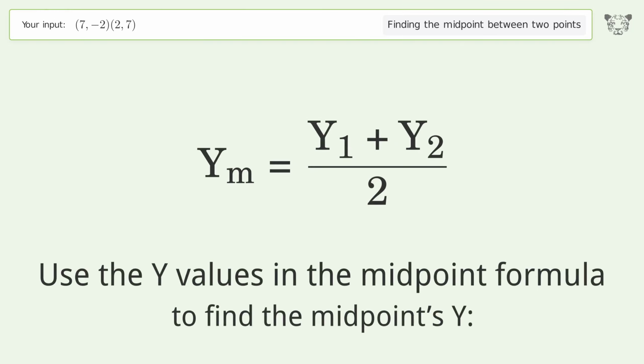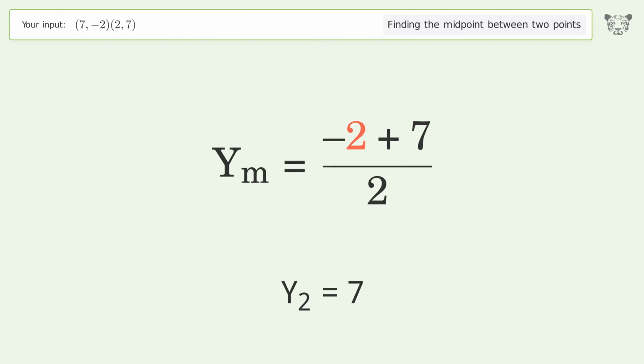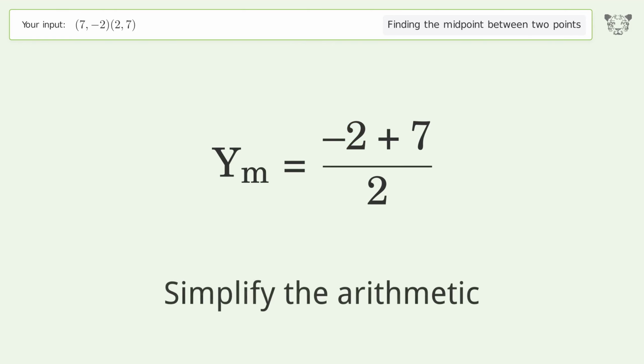Use the y values in the midpoint formula to find the midpoint's y. y1 equals -2. y2 equals 7. Simplify the arithmetic.